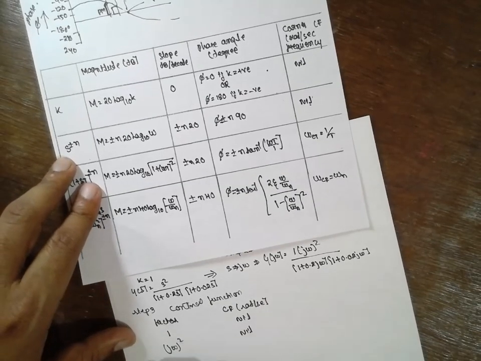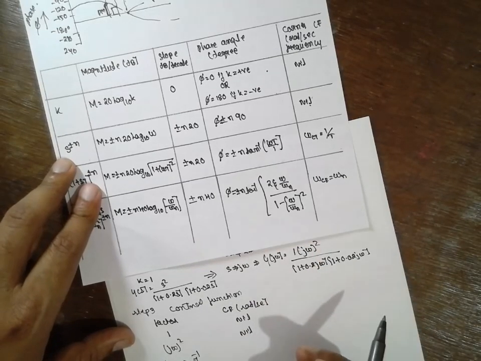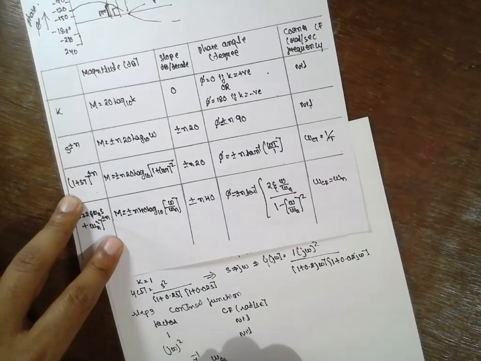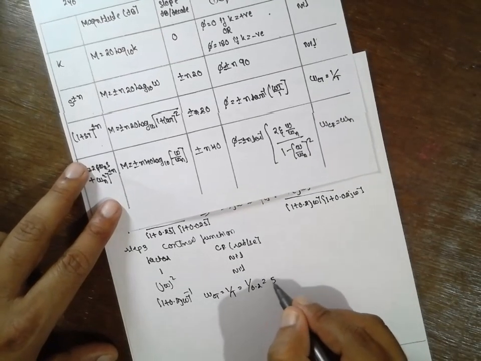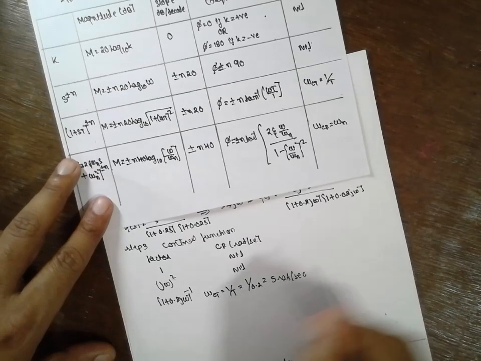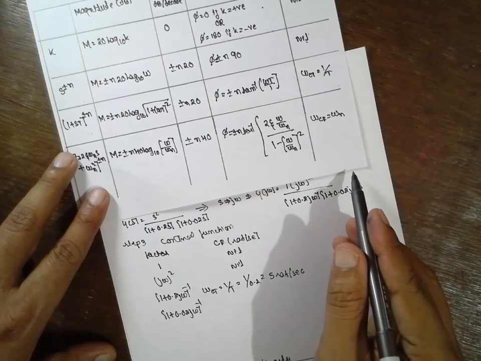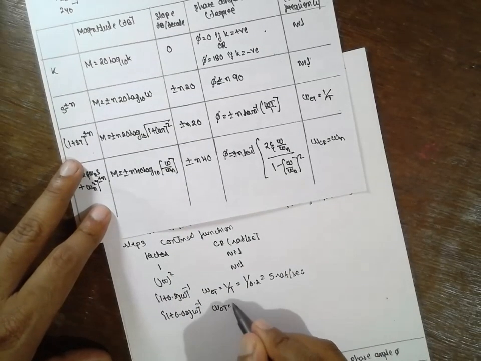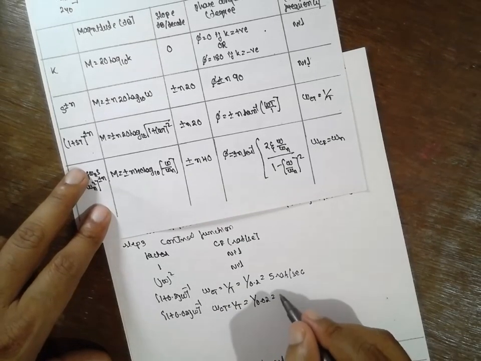Next, the term (1 plus 0.2 j omega) raised to minus 1, we are bringing to the upward side, therefore it becomes minus 1. Here, what is the corner frequency? Omega c is equal to 1 by T. 1 by T is nothing but 1 by 0.2, which is 5 radian per second. Next, the term (1 plus 0.02 j omega) raised to minus 1, again in the same way, omega c is 1 by T, with T equal to 0.02, it becomes 50 radian per second.